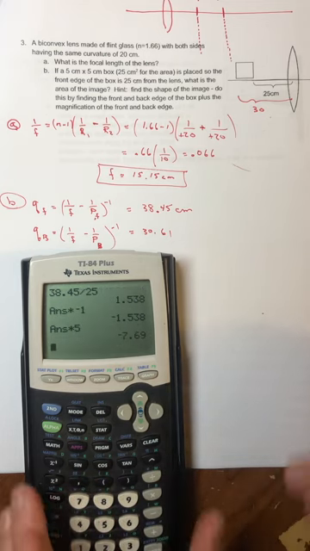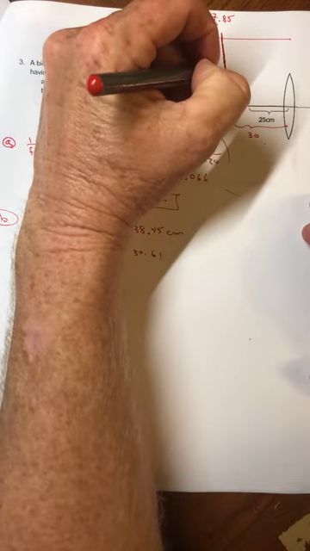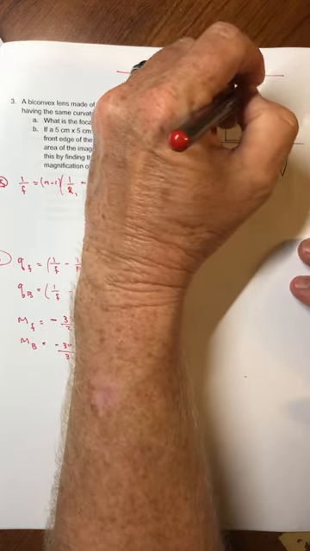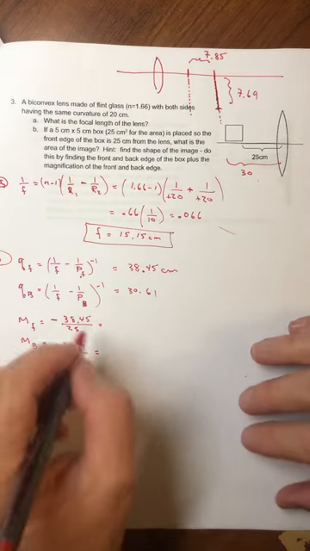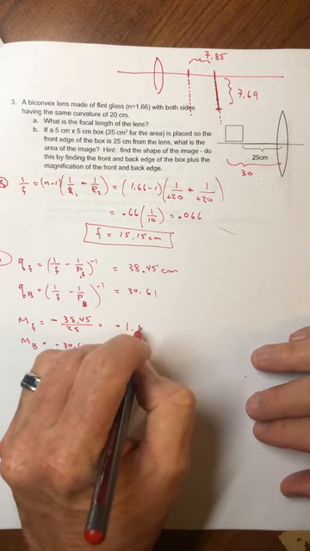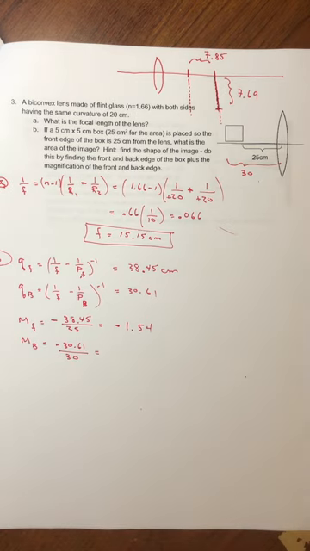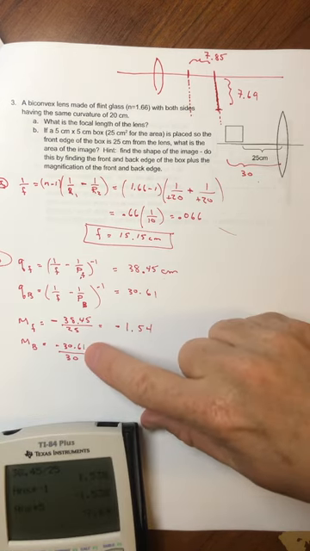Let me multiply by the 5. And so we're looking at something now that has a height here of about 7.69. And so maybe I'll put here magnification negative 1.54. Okay. Now, this magnification is nearly 1.